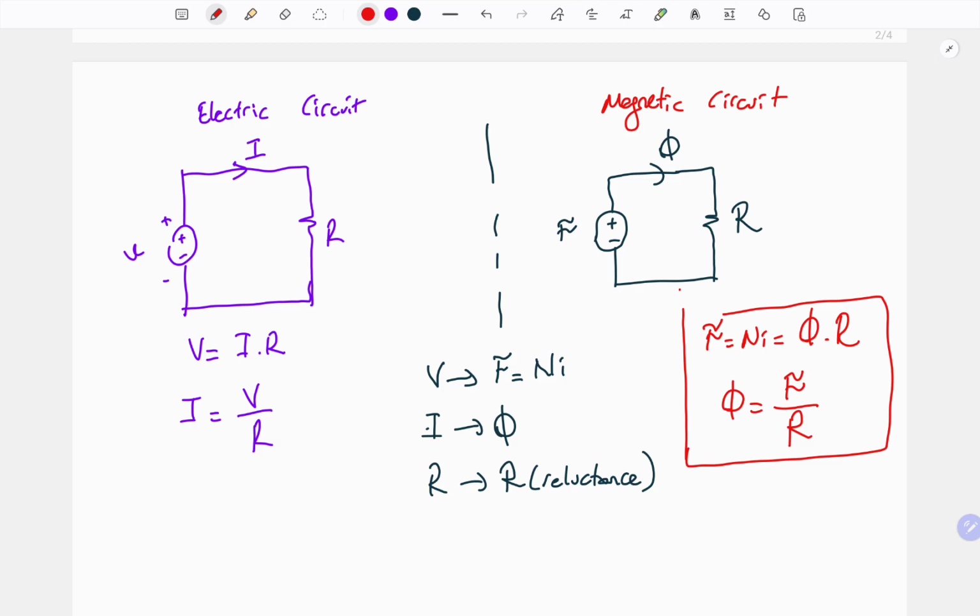For phi, we have some sub-equations that we discussed a little bit until now. B times A, for example, the magnetic flux density and the cross-sectional area. Or for B, we have an expression. But for the reluctance, we don't have any expression for now. Okay, let's try to find an expression for the reluctance.